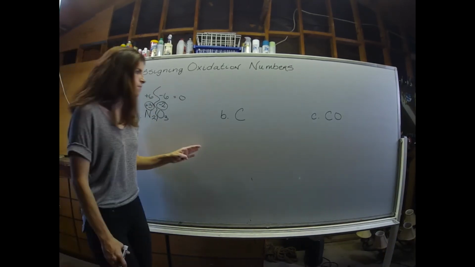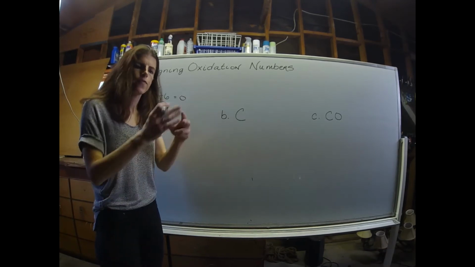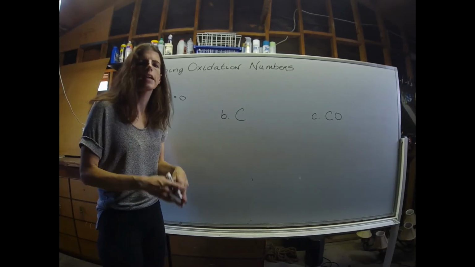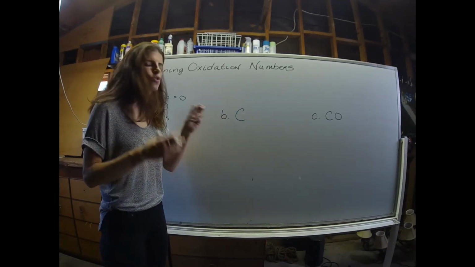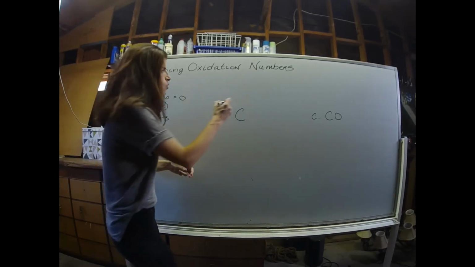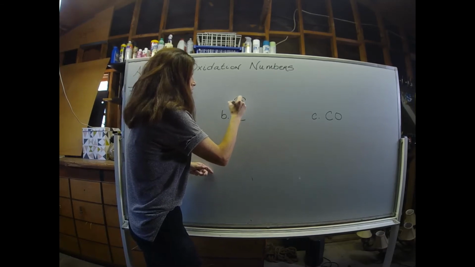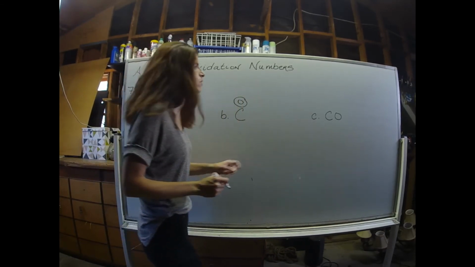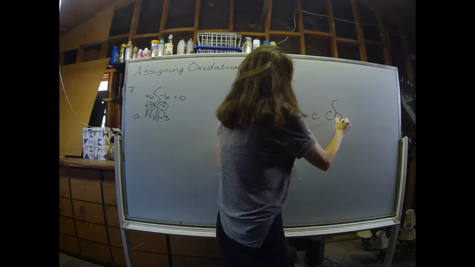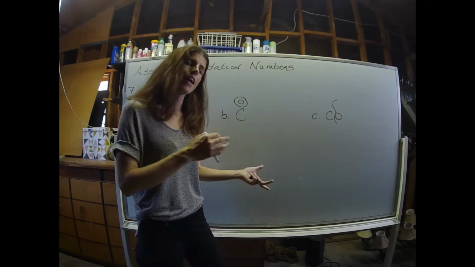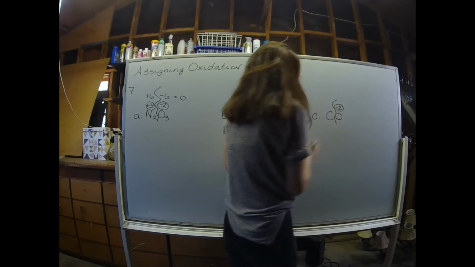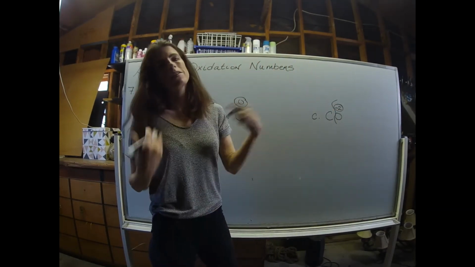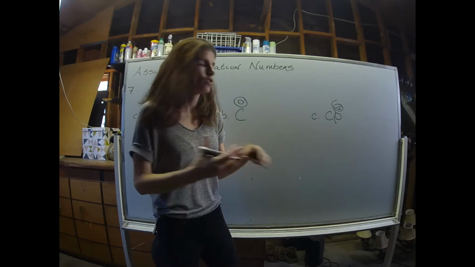On letter B, this is our first rule. If there's a monoatomic element, a diatomic element, anything that's composed of a single element, it's automatically going to have an oxidation number of 0. Over here on the carbon monoxide, I'm going to do a -2 on my oxygen. Since it's a neutral compound, that means the carbon has to be a +2.